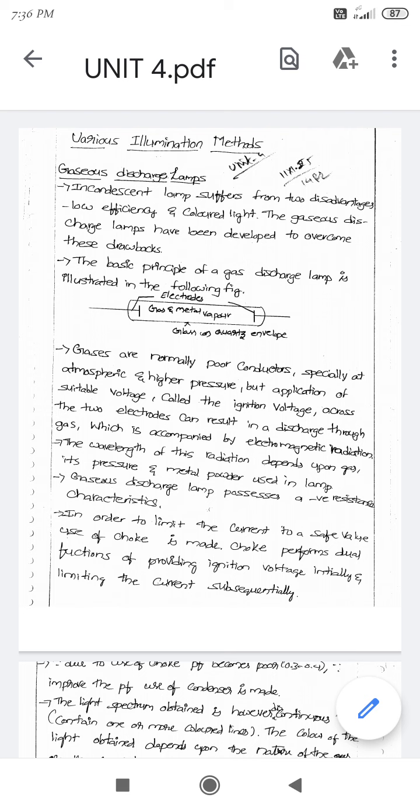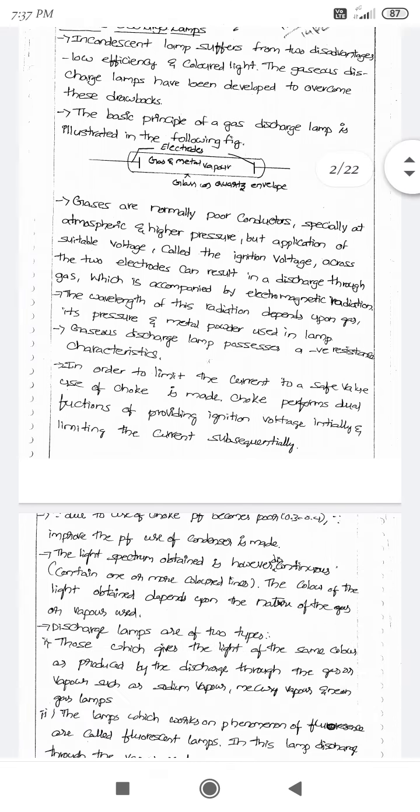The wavelength of this radiation depends upon the gas, its pressure and the metal vapor used in the lamps. Gas discharge lamps possess negative resistance characteristics. In order to limit the current for safe use, a choke is used. The choke performs a dual function of providing ignition voltage initially and limiting the current subsequently.